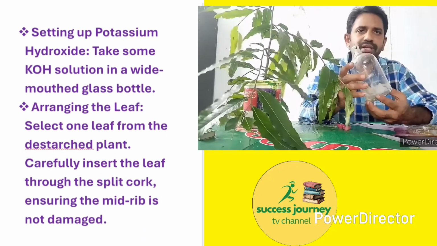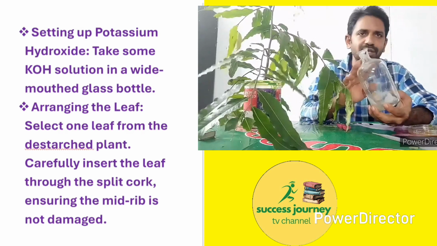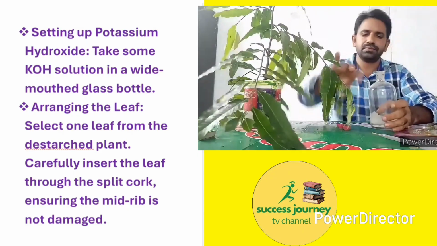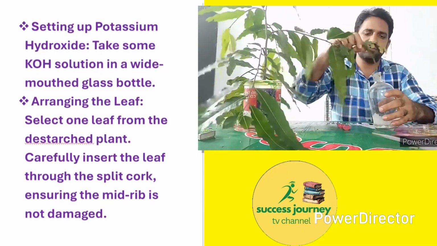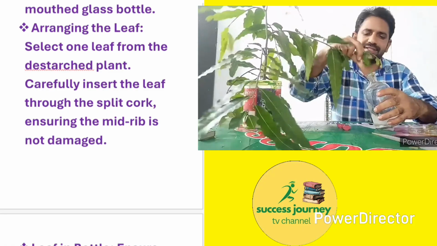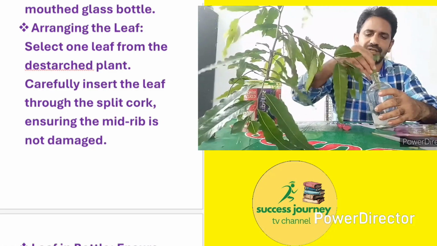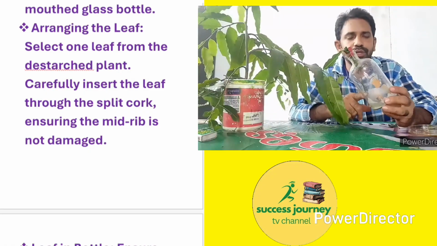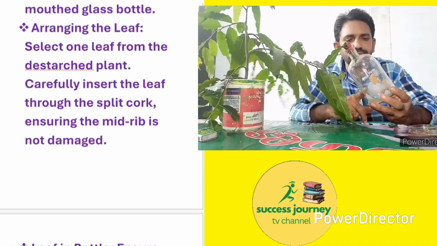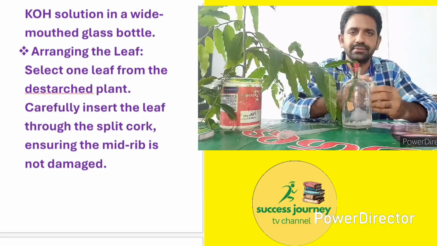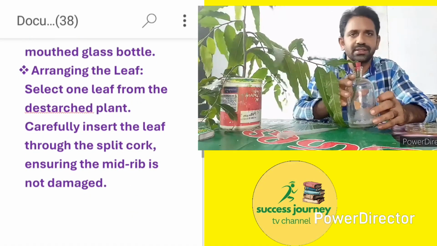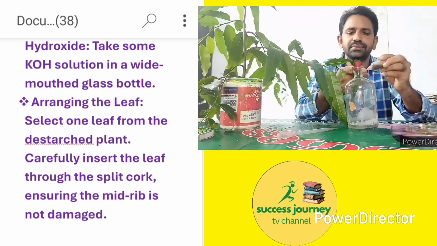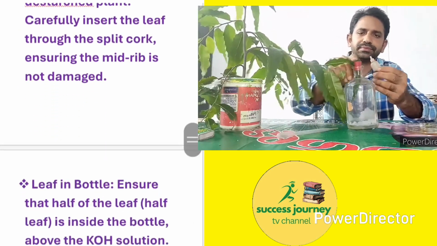Next, setting up potassium hydroxide. Take some potassium hydroxide solution in a wide-mouthed transparent glass bottle. Arrangement of the leaf. Select any one leaf from the destarched plant. Carefully insert the leaf through a split cork, ensuring that the midrib is not damaged. We arrange the leaf in such a way that half of the leaf is inside the transparent glass bottle and the remaining part of the leaf is outside the glass bottle.